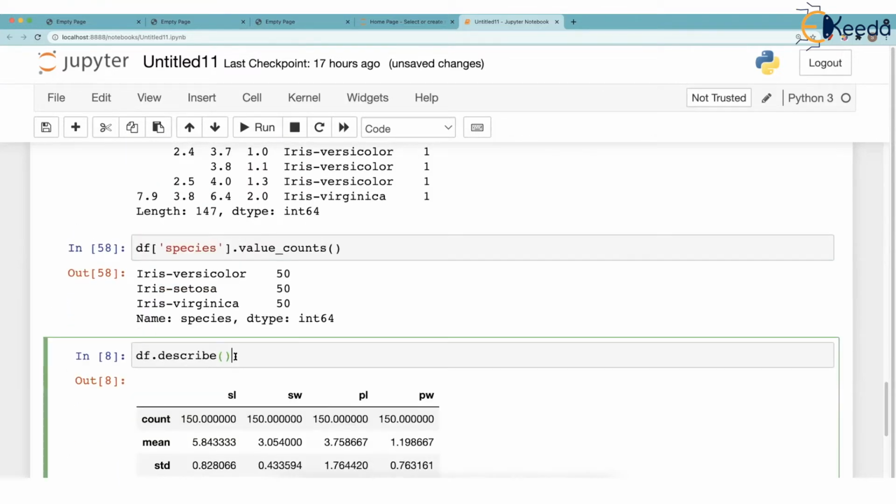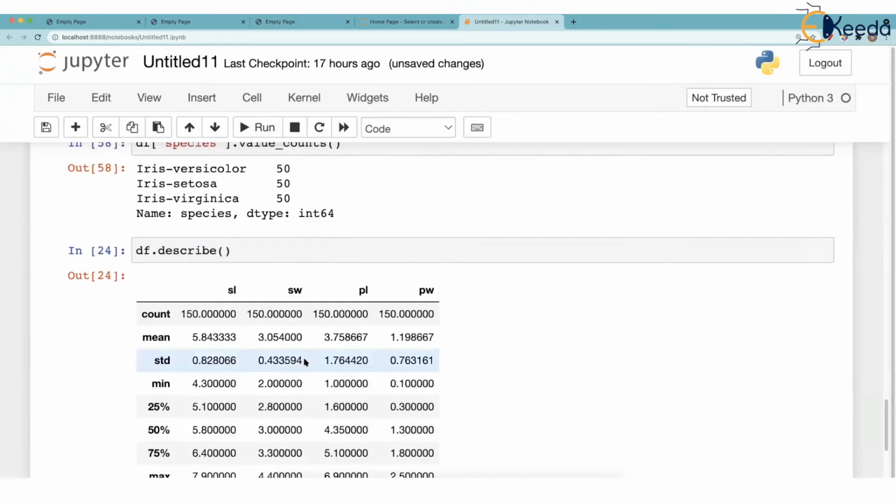Okay. Now I'll resume our discussion with a function called describe. Just check this function, df.describe. We want to describe the data frame. What happens when you do df.describe? This output is shown. Just check.